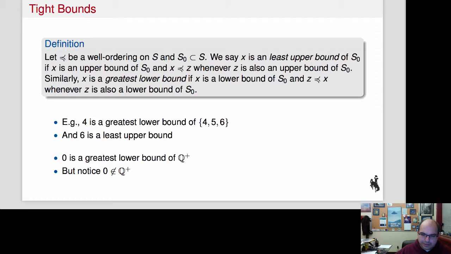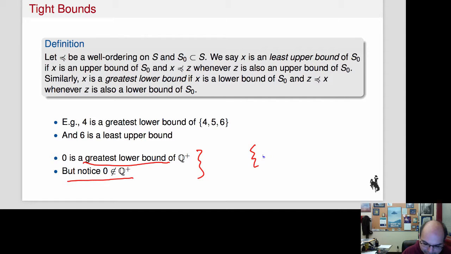I do want to, well, actually I should have shown you this example. This is a great example, because what we have is a greatest lower bound of the positive rationals. But notice that it actually doesn't belong to it, and it's not the only such set.